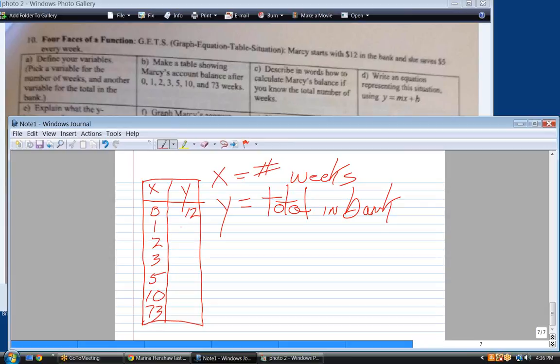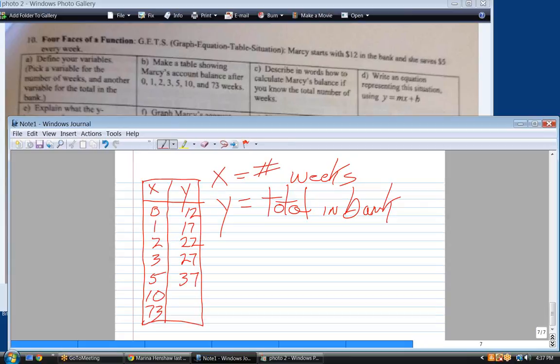Wait, how much did you say? She saves $5 every week, up here in the top. Oh, okay, I see it. 17. And 2 weeks, 22. And 3 weeks, 27. And 5 weeks, 32. She saves 5 every week, but 2 weeks have taken place here. Oh, 37. How about by 10 weeks?